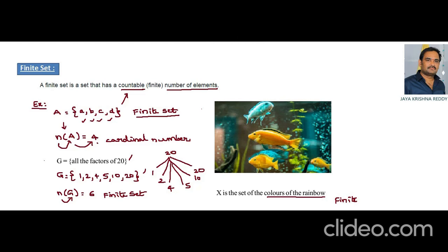So this is an aquarium and some fishes are there here. So let us count how many fishes are there here. 1, 2, 3 and 4. So this aquarium has 4 fishes. So 4 is a countable number. So this is a finite set.